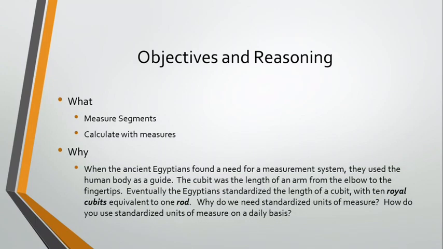Well, when the ancient Egyptians found a need for a measurement system, they used the human body as a guide. The cubit was the length of an arm from the elbow to the fingertips. Eventually, the Egyptians standardized the length of a cubit with 10 royal cubits equivalent to 1 rod. Why do we need standardized units of measure, and how do you standardize units of measure on a daily basis? If you have someone who is taller, the length from their elbow to their fingertips is going to be longer than if you have someone who is shorter, and that's why it was renamed a royal cubit, because it went by the pharaohs.